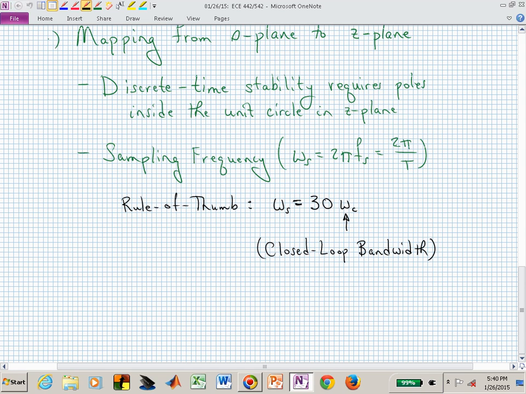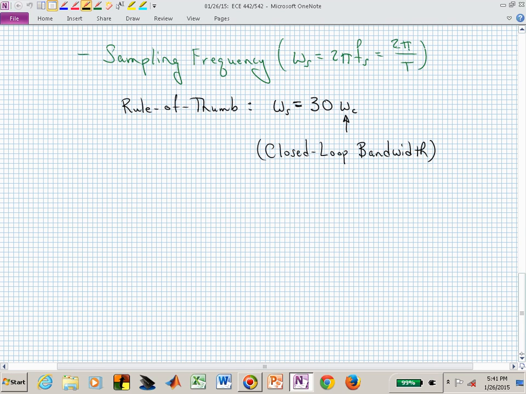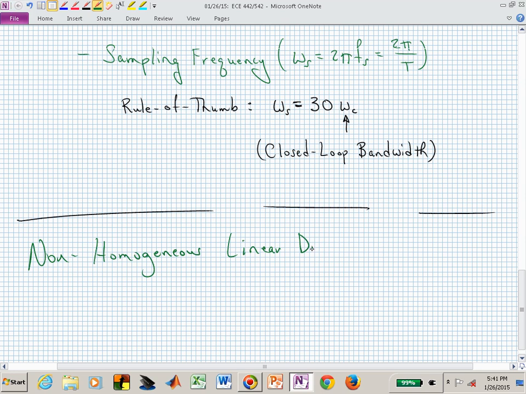Okay, let's get started then with this difference equation that's actually now forced, or a non-homogeneous linear difference equation.